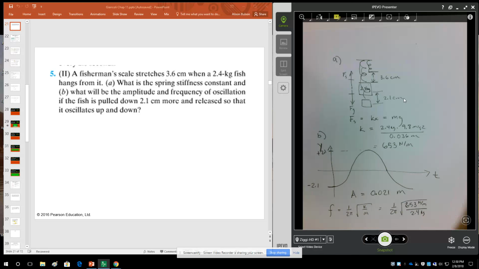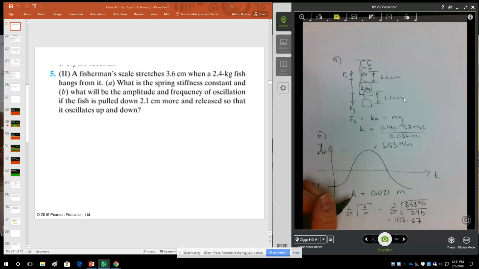653 by 2.4, square root, multiplied by 2 pi. I'm actually not sure where pi is. Oh, there it is on my calculator. So I get 103.67. That seems like quite a large frequency. 103 oscillations per second. Oh shoot, yes, I messed this calculation up. I multiplied by 2 pi. Okay, let's try that again.